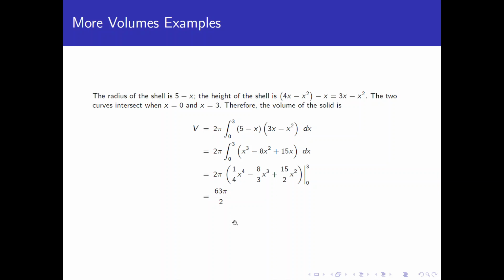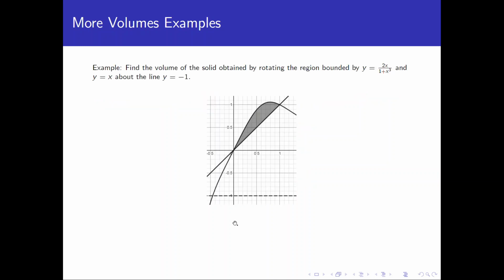All right, one more example. We're going to find the volume of the solid generated by rotating the region y equals 2x over 1 plus x cubed and y equals x about the line y equals -1. All we're going to do in this one is we're just going to set the integral up. We're not actually going to evaluate the integral. It's possible, we absolutely can evaluate this integral. It just requires a technique of integration that we haven't talked about yet. So we're going to save that technique of integration for later, and we're just going to set the integral up.